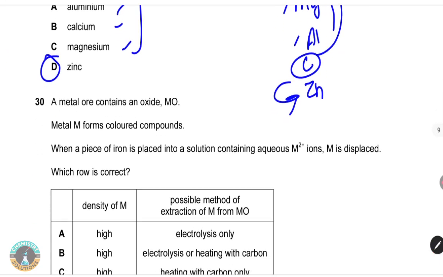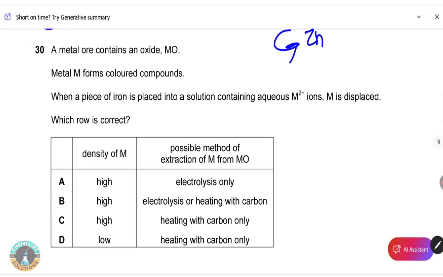That is zinc. A metal ore contains an oxide MO. Metal M forms colored compounds. When a piece of iron is placed into a solution containing M2+ ions, M is displaced. Which row is correct? This one is the transition metal oxide.